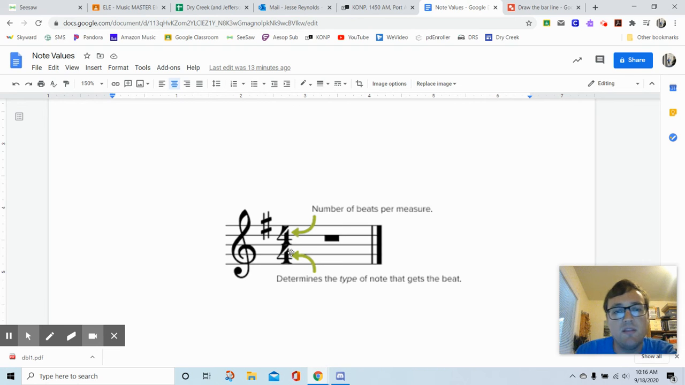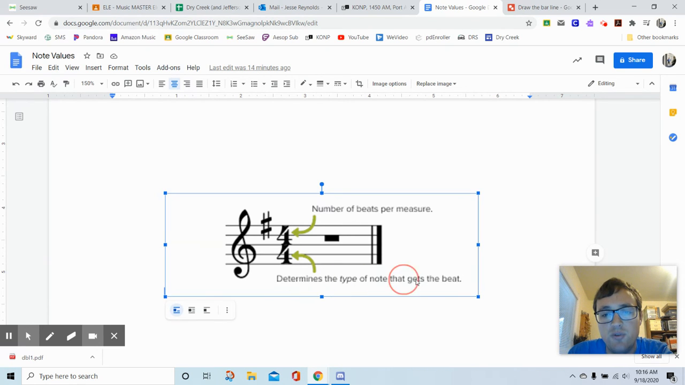Crazy, huh? The bottom number just tells you what type of note gets the beat. We will always have a 4 in the bottom. That means the quarter note has the beat. It does change. The more advanced music has different numbers in the bottom. But for everything that we're going to do, there'll be a 4 in the bottom, and that just means quarter note gets the beat. So this says there are 4 beats in a measure.